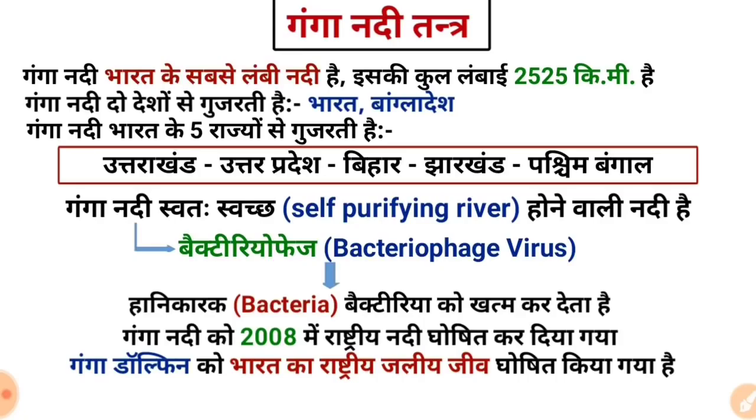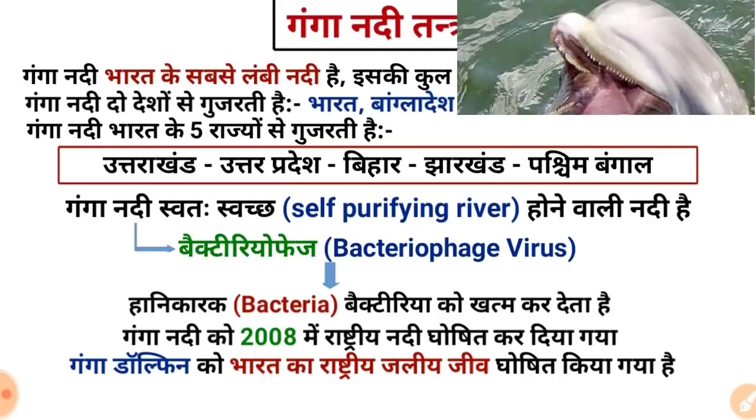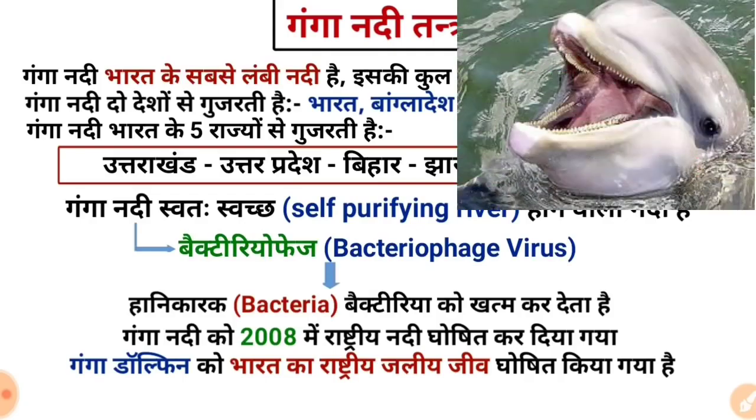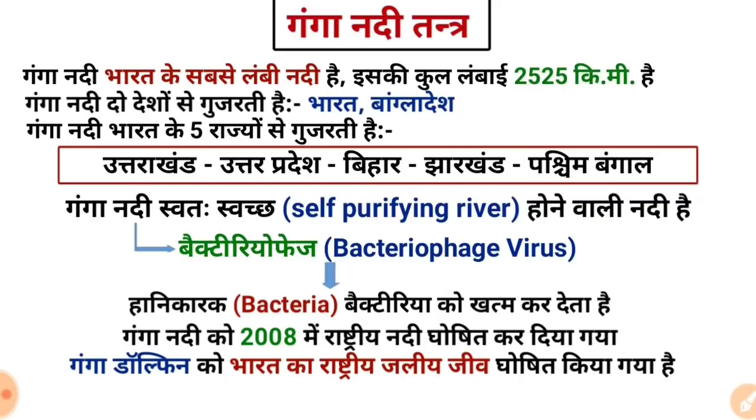After that we will see that the Ganga river was declared a national river in 2008. Now it is our national river. When was the Ganga river declared? In 2008. The next fact is that the Ganges dolphin has been declared the national aquatic animal of India. So the dolphin found in the Ganges has been declared the national aquatic animal of our country. Remember this too.